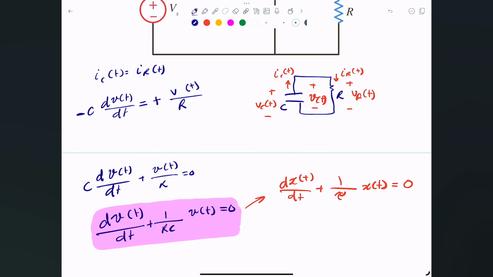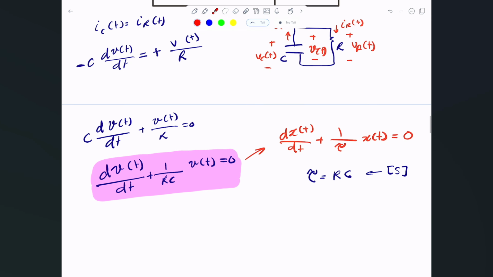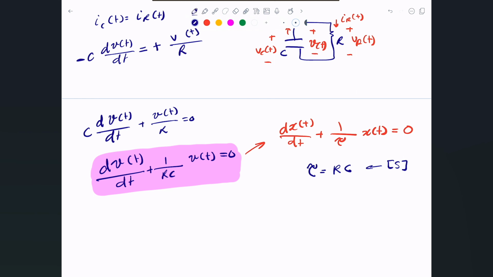What I want you to pay attention to is that tau is the time constant, which is simply RC, and its unit is usually seconds. The reason we need it in seconds is that, as we'll find shortly, the solution will have an e to the negative t divided by tau, and we need that exponent to be unitless. Anyway, this is the first order differential equation, so you can solve it the way you're comfortable with it.